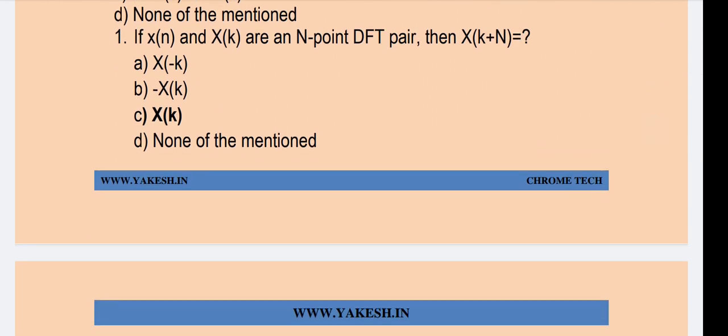If x of n and X of k are an N-point DFT pair, then x of k plus N. Option C is the correct answer: X of k.